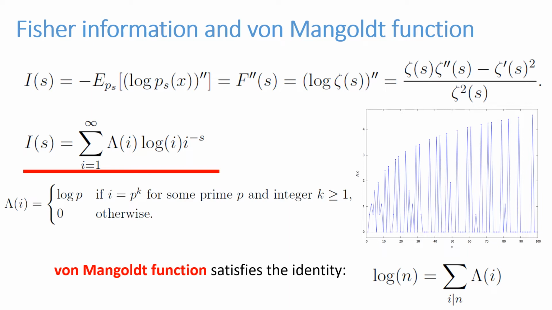The plot shows the von Mangoldt function for the first 100 integers. An interesting identity is to write the logarithm of any integer n as the sum of the von Mangoldt function over all divisors i of n.